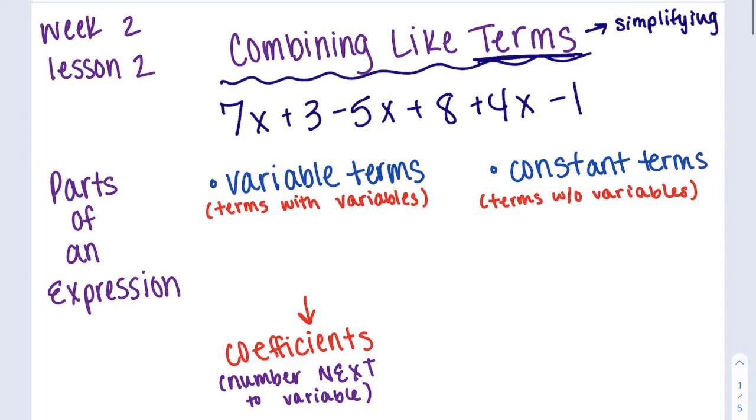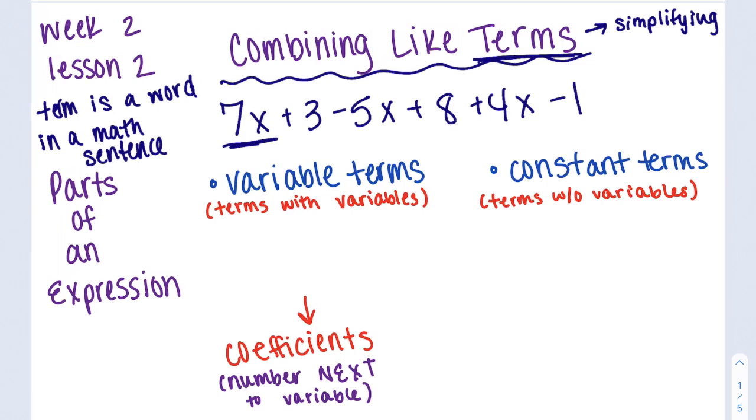First, the definition of a term. A term is a word in a math sentence. So for example, 7x would be like a word in a math sentence. It is a term. 3 is also a term. So is 5x, so is 8, so is 4x, so is this minus 1 there. Those are all terms in the math sentence, but they are not the same kind of terms. So when we're combining them, we only want to combine terms that are the same.